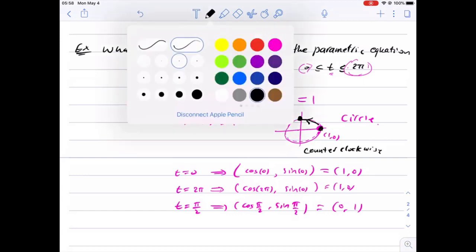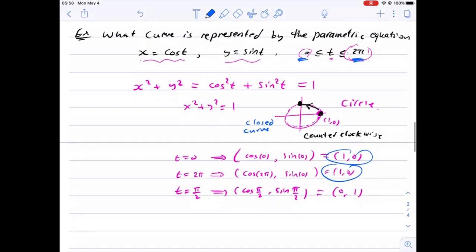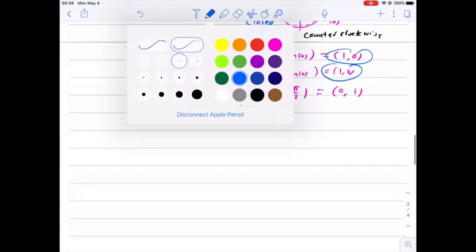This curve is called a closed curve. This is a closed curve because the starting point is the same as the end point. The starting point at 0 is the same as the end point at 2 pi. Let's take another example.